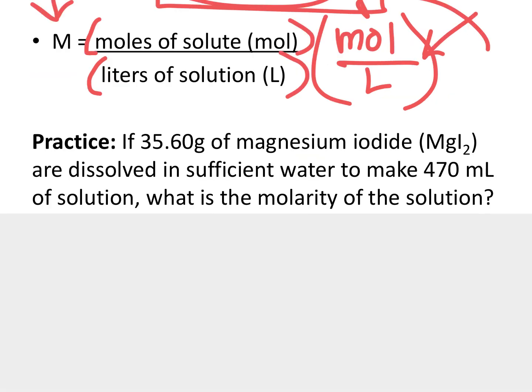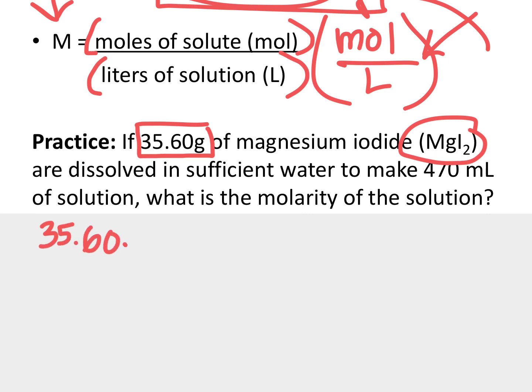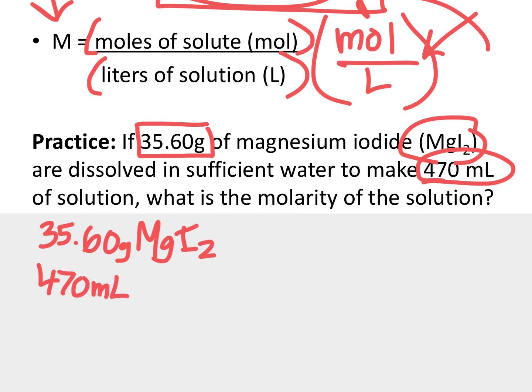Let me do an example problem that can help us out a lot. Let's take a look at this practice problem. It says we have 35.60 grams of magnesium iodide, MgI2. It's dissolved in enough water to make about 470 milliliters of the solution. We want to know what the molarity is, so we're really looking for molarity.